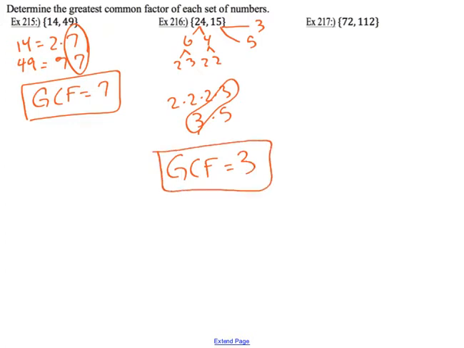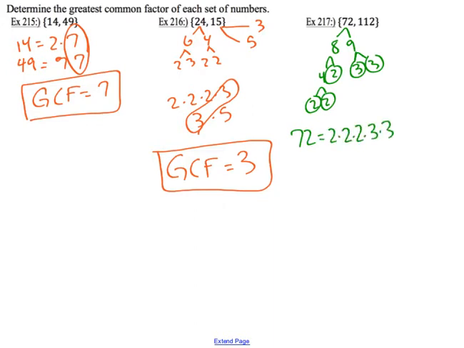Okay, 72 and 112. 72 is 8 times 9. 8 is 4 and 2, and the 4 gives a couple of 2's, so we get a bunch of 2's. 9 is 3 and 3. So 72 is 2 times 2 times 2 times 3 times 3.